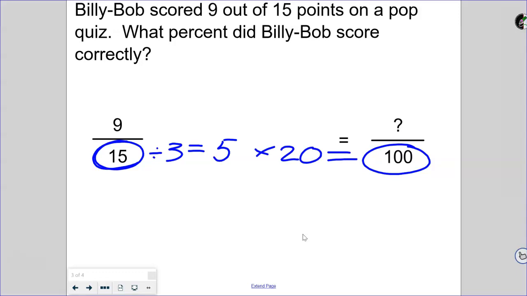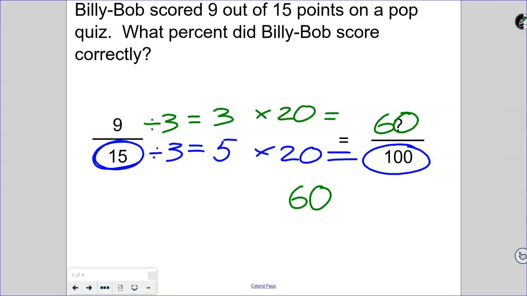So to be real, we've done the bottom. Now we must replicate those steps on top. So I need to take the 9 and divide it by 3. And 9 divided by 3 is 3. And now I must replicate again. Now I need to take the 3 and multiply it by 20. And we know that 3 times 20 is 60. So when Billy Bob scored a 9 out of 15, that's equivalent to 60 100ths, which is the same thing as 60%.